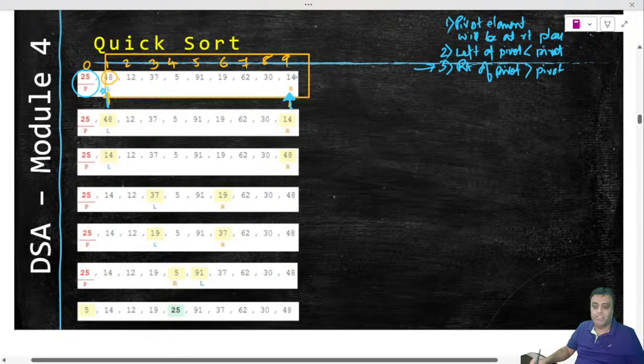So the right pointer should point to elements which are greater than the pivot, then only it is allowed, so it will move forward. But 14 is in the right of the pivot, and 14 is actually not greater than 25, so it is not allowed. So stop. You cannot move the right pointer. You can only move the right pointer and allow the elements to be part of your array only if these two conditions are getting satisfied.